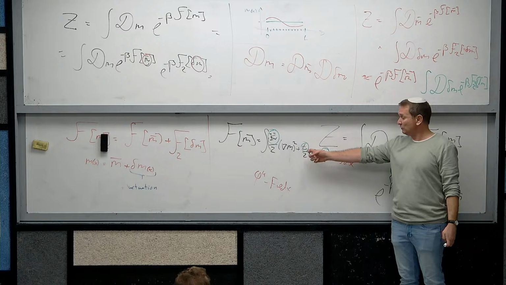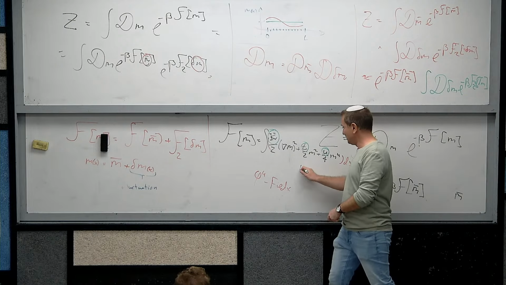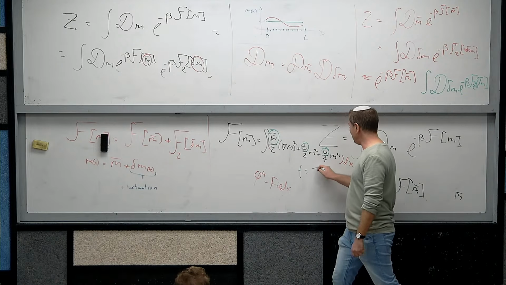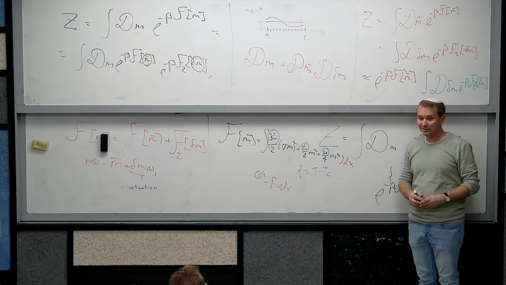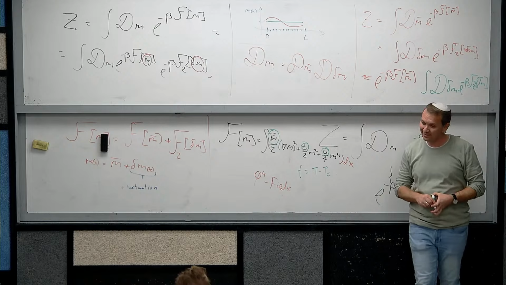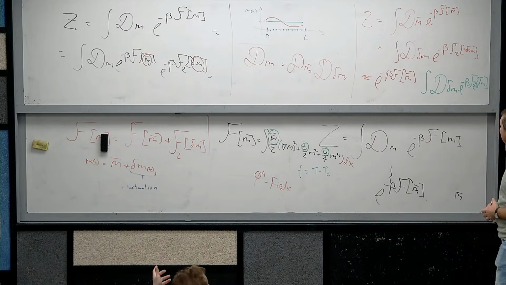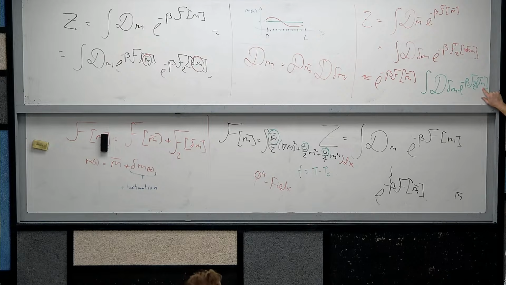For the mean field, we've seen that t was equal to T minus Tc. You asked me, so the delta M is going to depend on the temperature. Yes, and we'll see how.